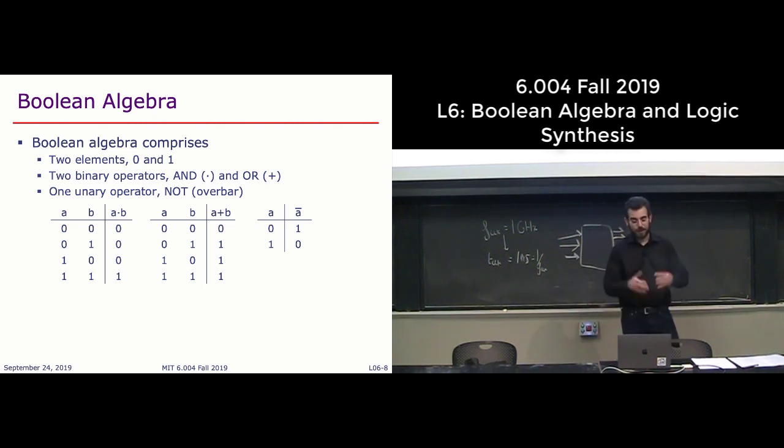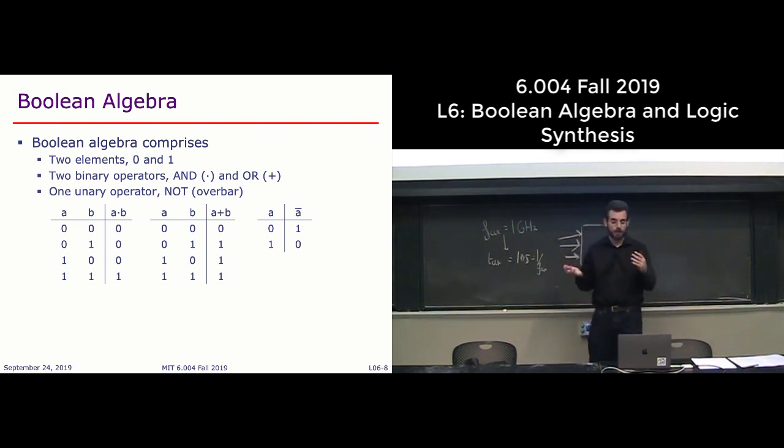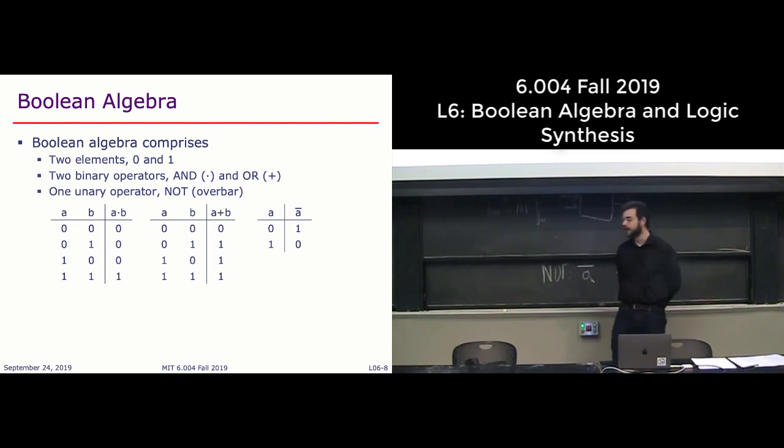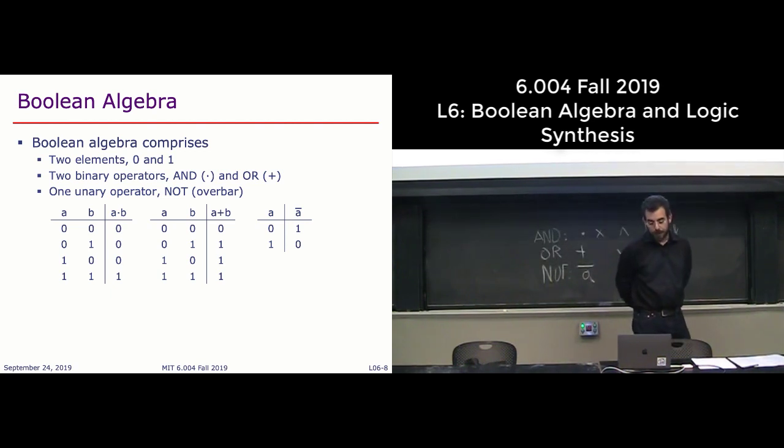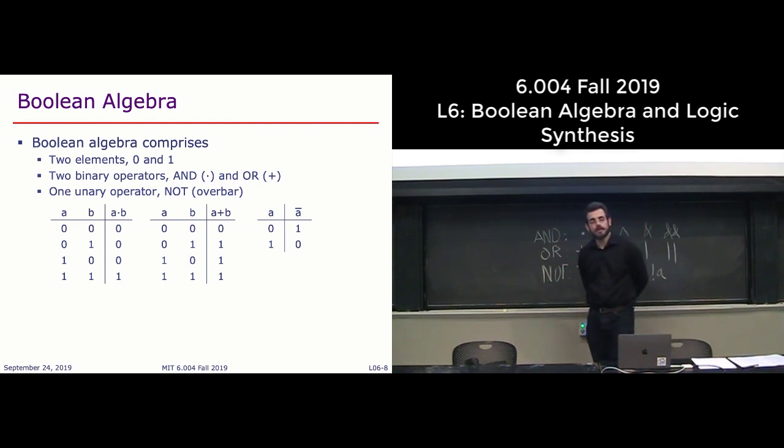Essentially, Boolean algebra comprises two elements. So you have binary values, 0 and 1. You can have true or false. And then these and, or, and not operators at the very least, right? So one fairly straightforward way of specifying Boolean algebra is by just giving the truth tables of the operators, right?